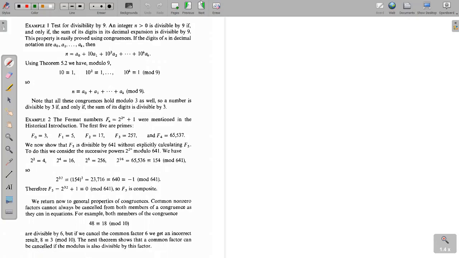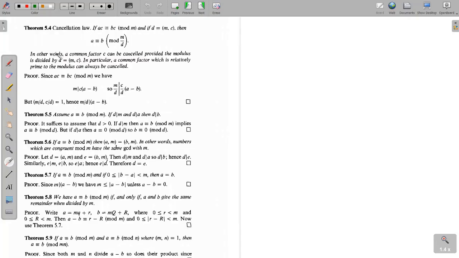It has another interesting proof using group theory. Now we have some theorems on these congruences. The first one is the cancellation law. If AC is congruent to BC mod M and D is equal to the GCD of M comma C, then A is congruent to B mod M by D. That means you can cancel the C with the condition that D should be the GCD of M comma C.